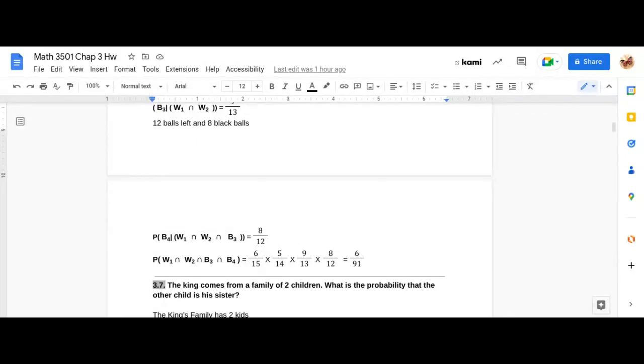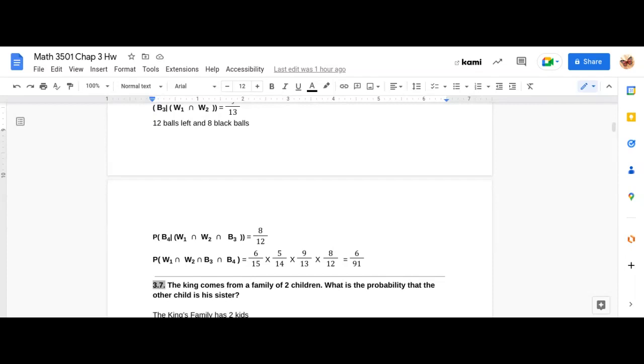Yeah, Catherine. Do you see the Go question, slow? 3.7 and 3.8? Sure. So 3.7 is: the king comes from a family of 2 children. What is the possibility that the other child is his sister?